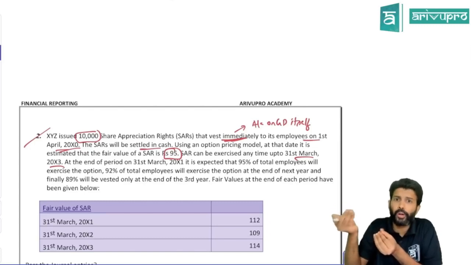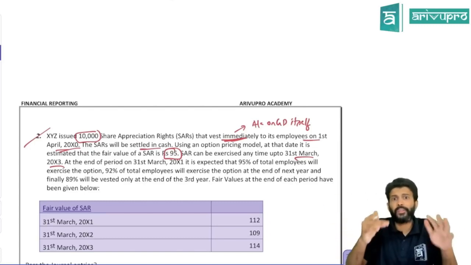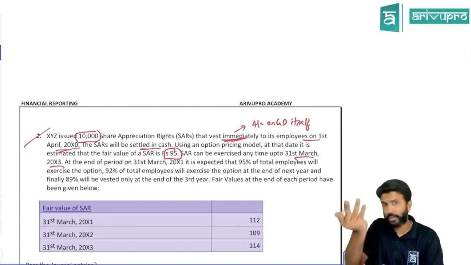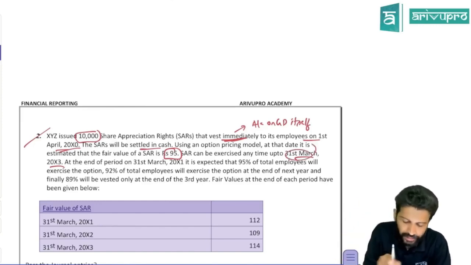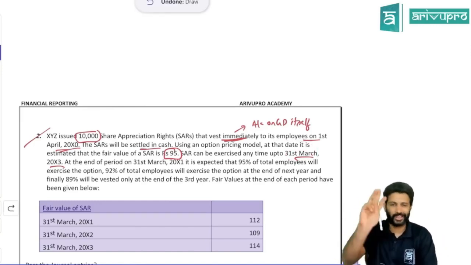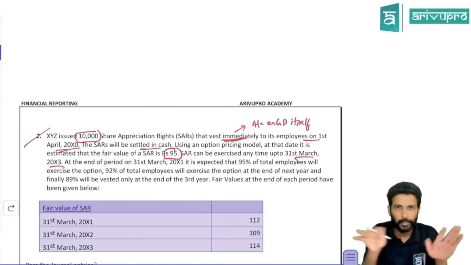So if you wait for one more year, we may get extra cash. So not every one of them may exercise it on the same day. Some of them may like to wait also. The maximum period of waiting that the employees can do here is 31st March 20x3, 3 years. Beyond that, if they don't exercise, it will probably lapse.